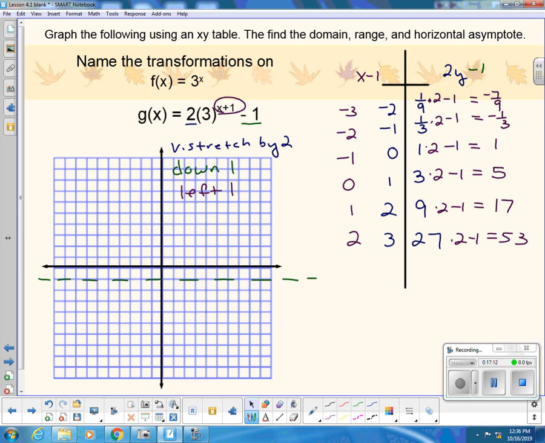And then you can sketch. Okay? So negative 3, negative, see it's down here. Negative 2, negative 1/3. Negative 1, 1. 0, 5. And then 1, 17. So it's going to come along this axis. Easy breezy.